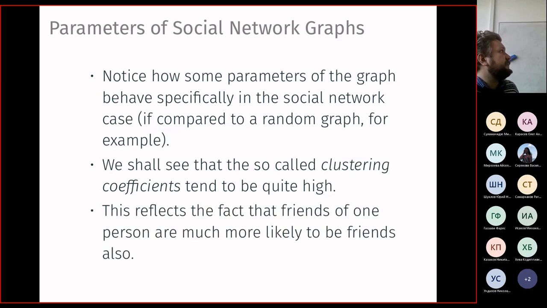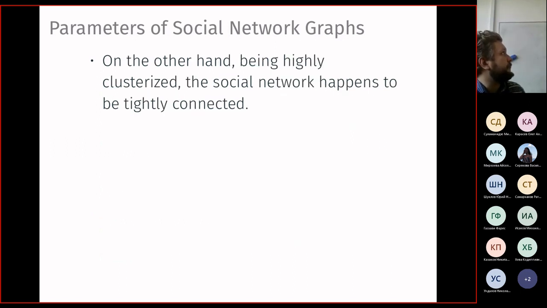And this reflects the following idea, which can be formalized as follows: friends of one person are much more likely to be friends also. If you have just two random people, then the probability that they are friends is close to 0. But if you have two people who are friends of a third one, then they are quite likely to be friends. It's not that they will be friends with probability 1 or close to 1, but it will be something like 0.6 or something like that. So it's much higher than just at random. And this is reflected by the clustering coefficient.